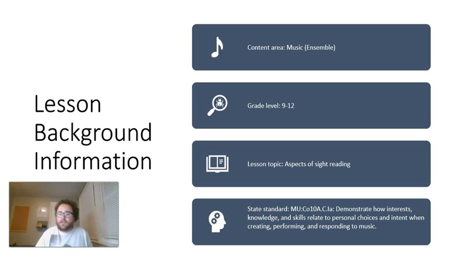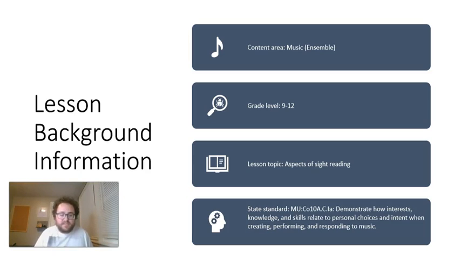The lesson topic that we're talking about is the aspects of sight reading. So essentially, we're going to be reading an article about the aspects of sight reading, and I'll explain what this literacy strategy entails in a minute. It has to do with the state standard of music theory: demonstrate how interests, knowledge, and skills relate to personal choices and intent when creating, performing, and responding to music. So it fits well within that.